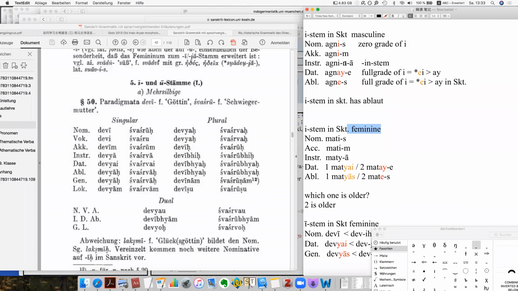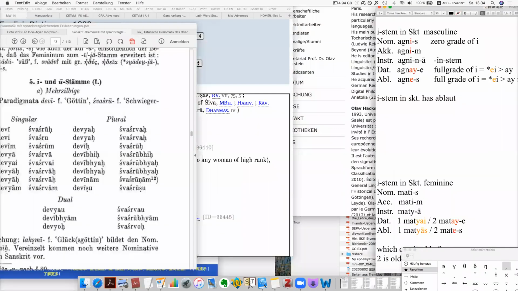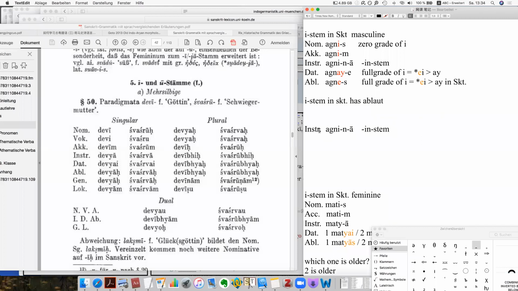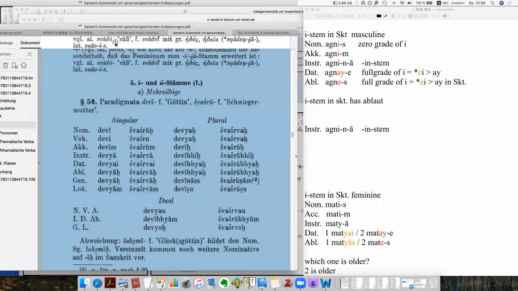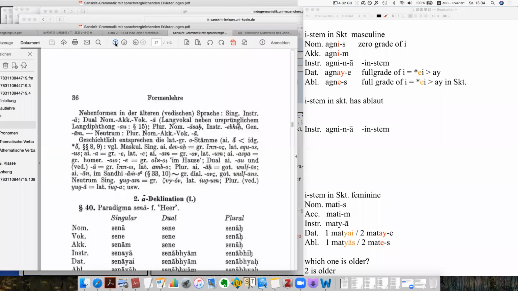Okay, and then let's move on to this one. This is the instrumental. So I highlighted it. Oh, sorry, I copied here and highlighted here. And you can see this is from the in stem. And now let's move on to something very familiar for all of you.